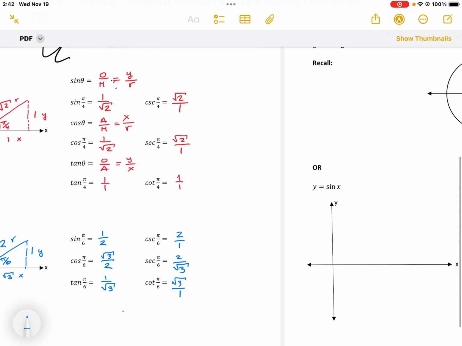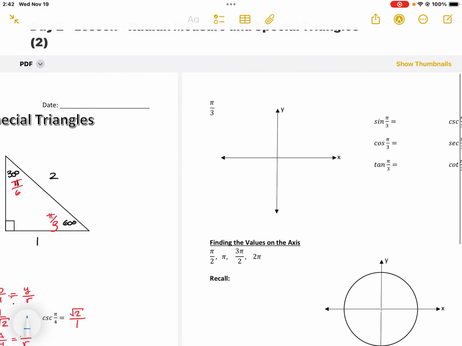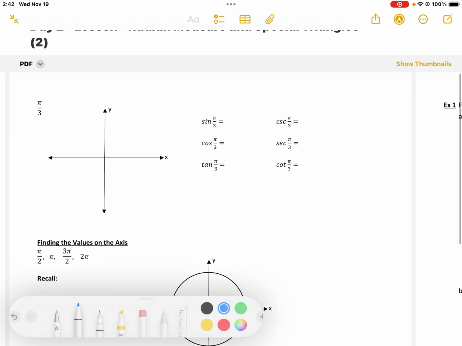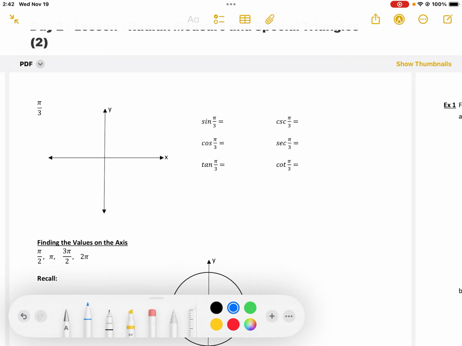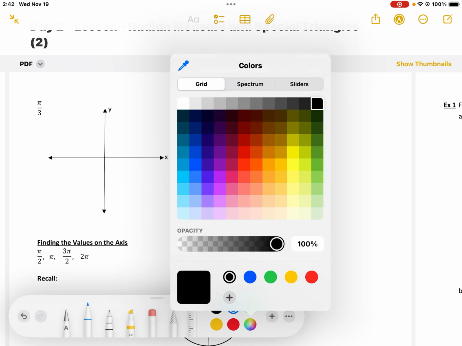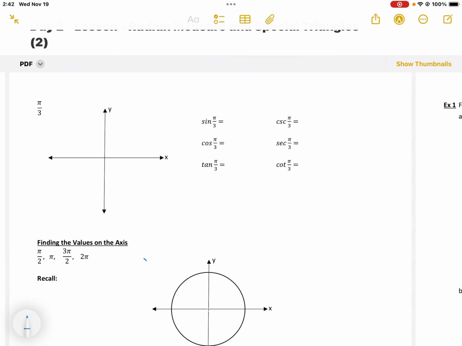The last one that we're going to take a look at is up here, which is pi over 3. And I'll use black for this one. I don't think I've used black yet. So I'm going to draw pi over 3. This is 60 degrees. This is pi over 3.